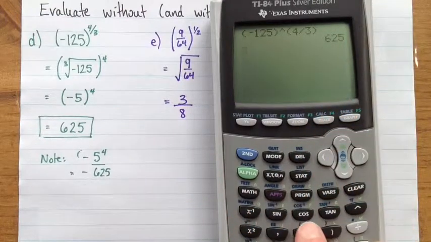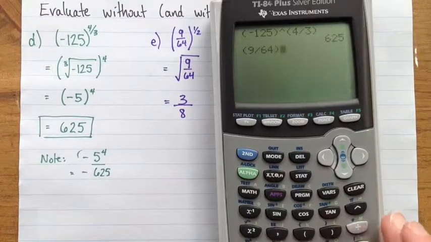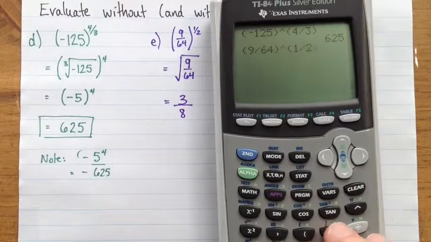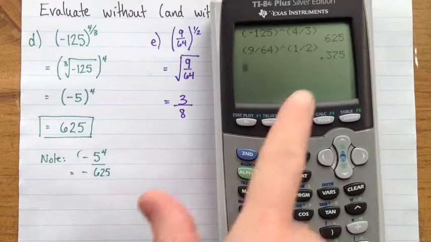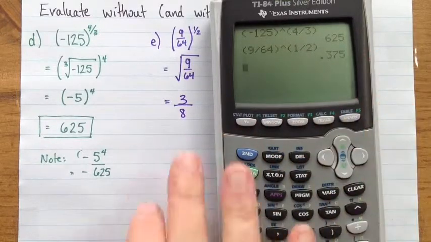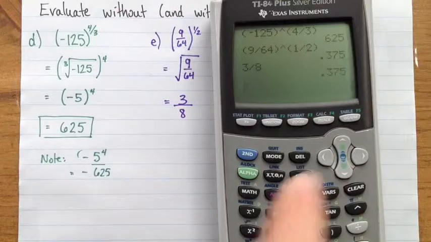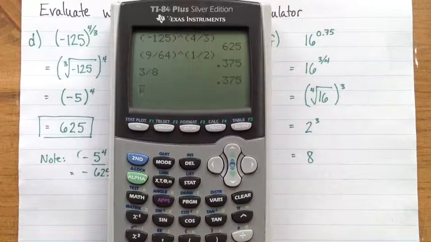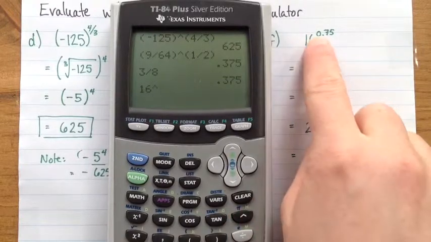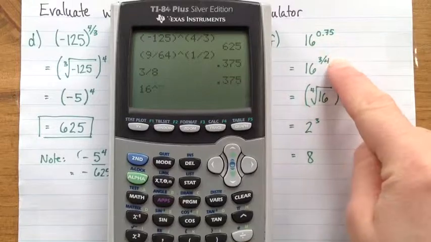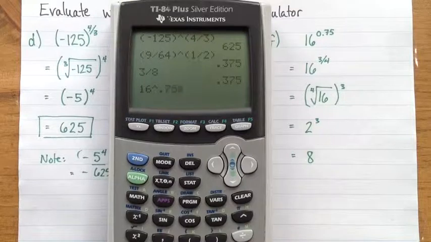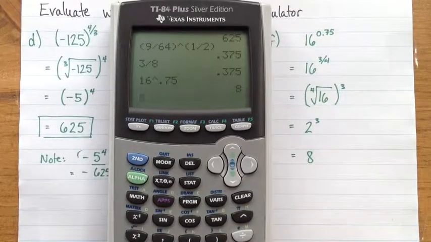Okay, and then here we have, this has got to go in brackets as well, 9 over 64 to the exponent of 1/2. 0.375, and I'll check, I think it's 3/8, and that's also 0.375, so we're good there. And then 16 to the exponent, and I'm just going to put in 0.75 as the exponent instead of 3/4, just in case I made some silly mistake switching to fractions there. And that's 8. Perfect. Okay, good luck with it.